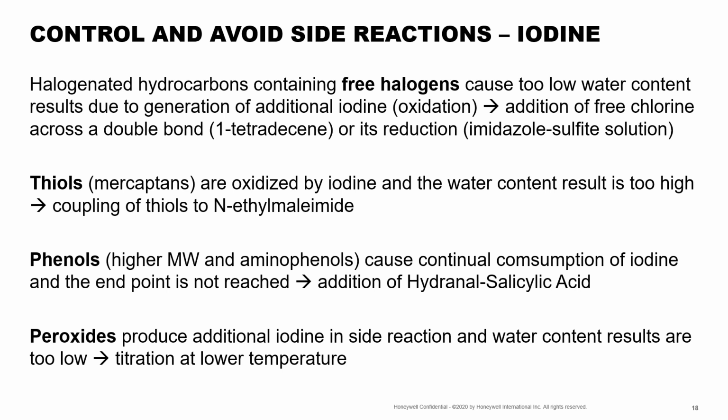What that could be is a halogenated hydrocarbon, could be a thiol, could be a phenol, or a peroxide. These will all interact with iodine, and as a result, you'll have water content results that are not indicative of the true water content that's present in your sample. For all of these on the screen here, we have lab reports available if you're interested in the exact details of what's happening for each of these samples, as well as the recommended way that you can avoid these side reactions.